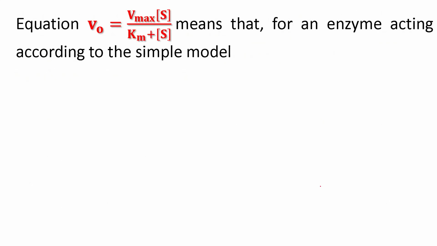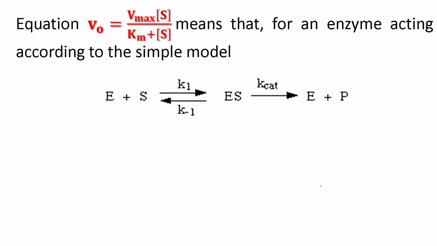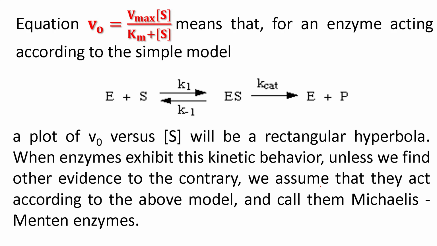Now, the equation V0 equals Vmax multiplied by S all over Km plus S means that for an enzyme acting according to this simple model, a plot of V0 against S, if we carried out experiments, generated our rates of reaction, and plotted them against the substrate concentration, will give us a rectangular hyperbola.